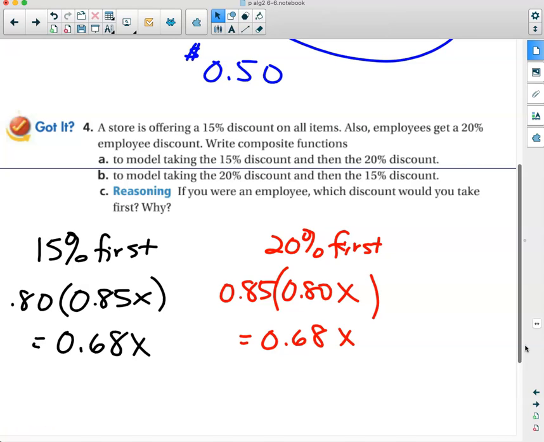So what was the point of this? The point was to show us that if they're both percentage discounts, it doesn't matter which one they do first. The difference comes when you have coupons, because that's taking money right off the top of what you owe. But when it's both percentage discounts, it doesn't matter which one goes first. So A was model the 15% discount, then do the 20%. That was this one. B was 20% and then 15. And C is, if you were an employee, which discount would you take first and why? Well, you'd know better and you'd say it doesn't matter.